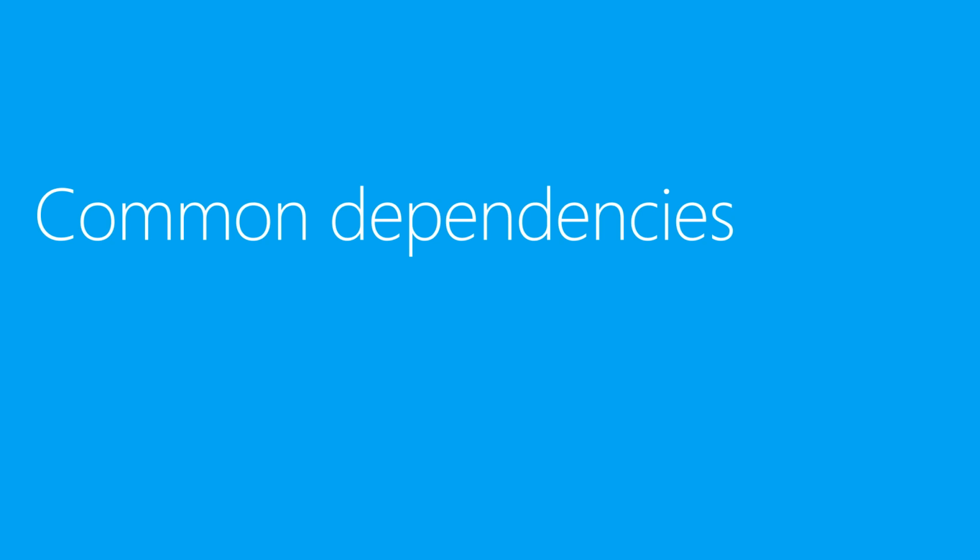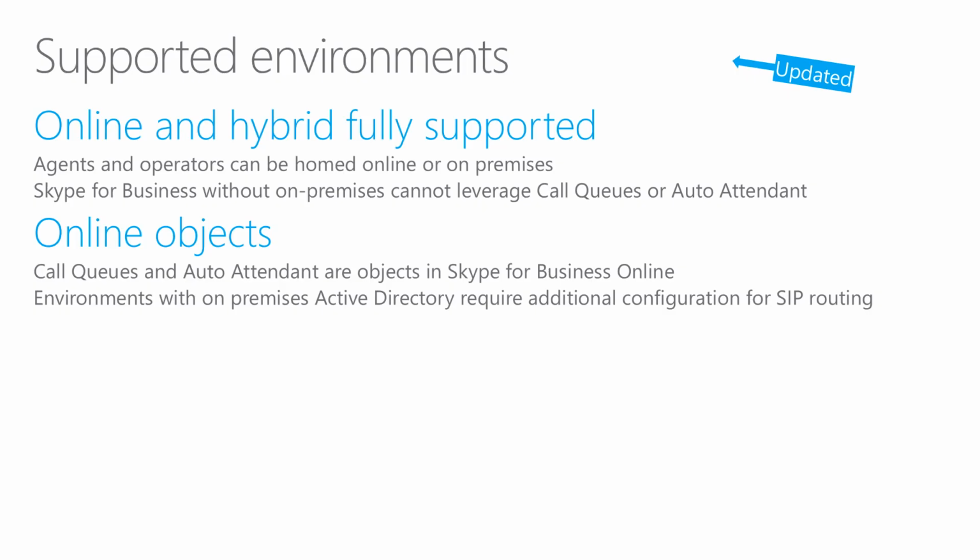So what are some of these common dependencies? As of these dates, we support both online and hybrid. That means that agents and operators can be homed online or on-premises. If your Skype for Business on-premises users are not connected through hybrid to your online environment, they cannot leverage call queues or auto attendant. The call queues and auto attendants are objects in Skype for Business Online.